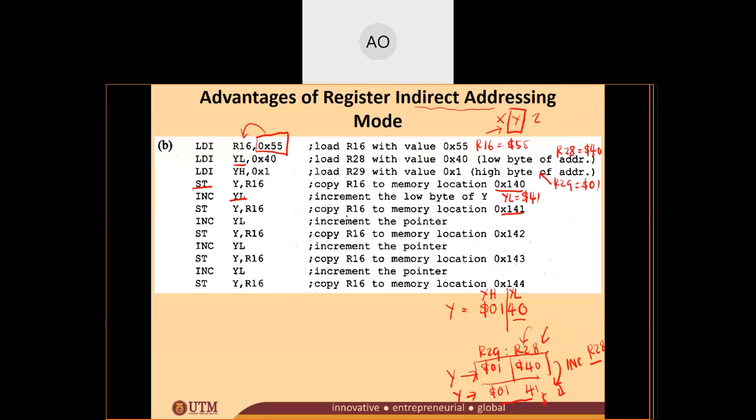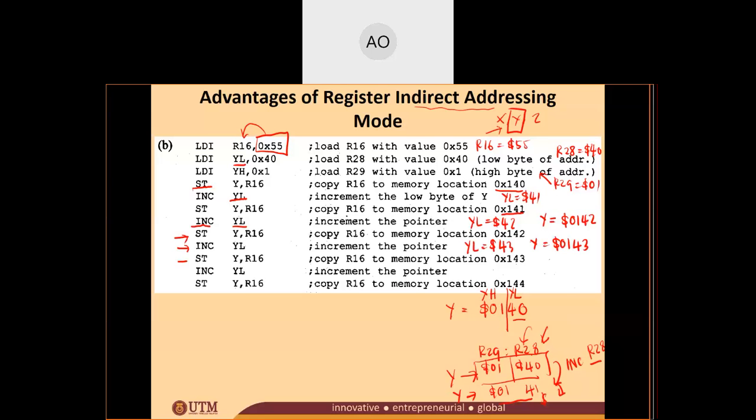Okay, so now YL has 42. So automatically your Y points to the new address 0142. Okay, and then you store. Do store again by using the ST Y, R16. And then increment again your YL. So now YL is equal to 43, and Y points to the new address 143.